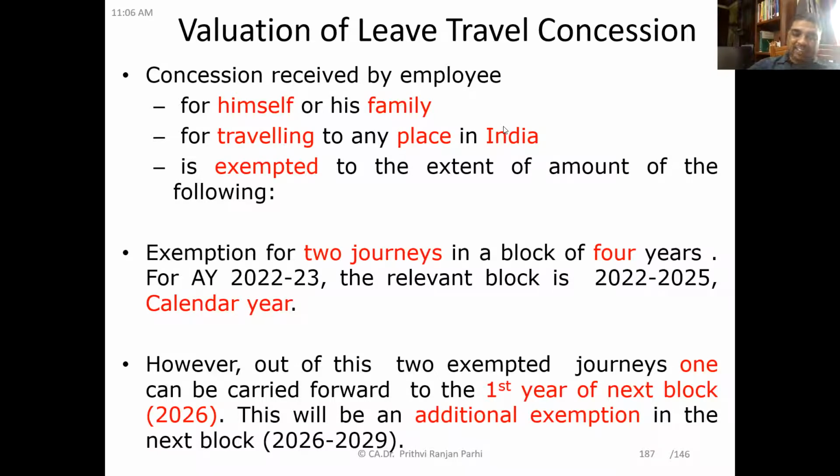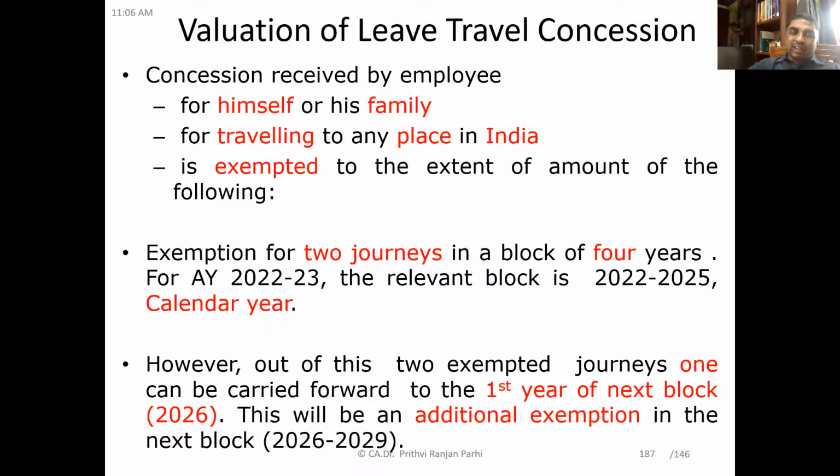Exemption you can get as we saw right now. The traveling amount can be exempted from tax, but maximum 2 journeys in a block of 4 years. And these blocks are predetermined, fixed blocks. For example, 22-25 is one. The previous block was 18 to 21, that is 18, 19, 20, 21. Now it is 22 to 25.